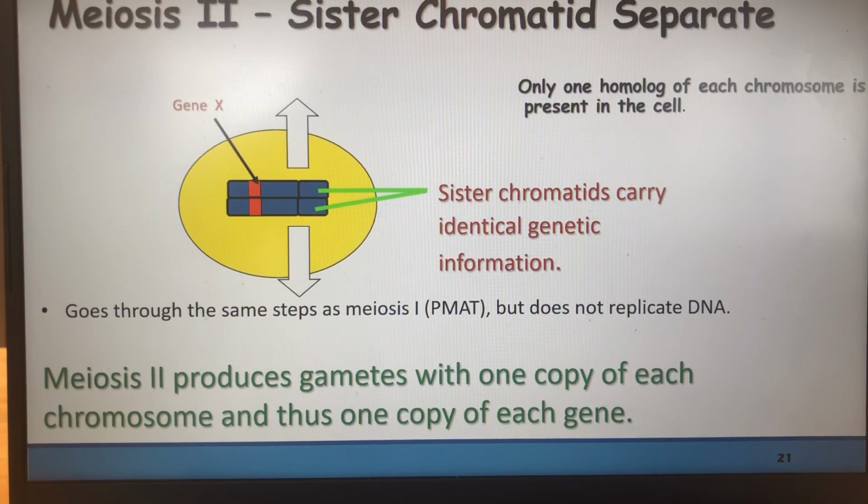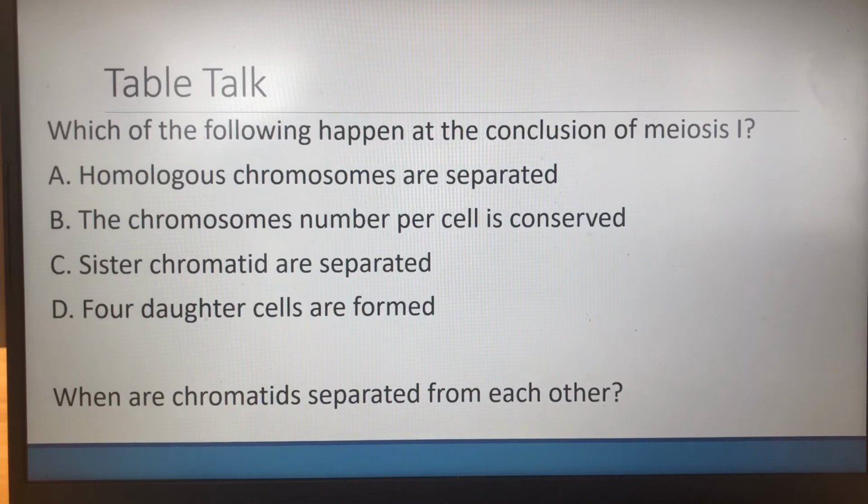Again, this is in green and bold. Probably need to know that. Meiosis 2 produces gametes, one copy of each chromosome, and thus one copy of each gene. Please go through your notes on this and look at anything that looks different or new to you. Ask questions, but I'm not going to lecture through all this. That's why you're going to do the worksheet.